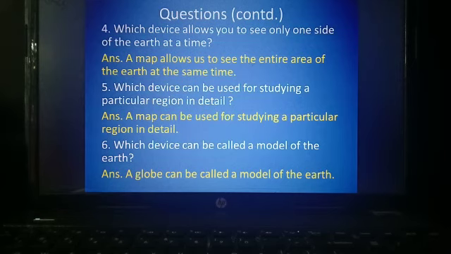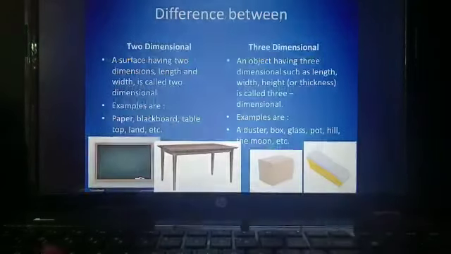Now this map which is shown, the second one, is your map of India. You have even a map of Maharashtra, you have a map of Gujarat, Australia. All these maps are available, right? So you also get maps of a particular area. So a map can be used to study a particular region in detail, because a map can be of only crops. It can be a map showing you all the modes of transport, right? Which device can be called a model of the earth? A globe can be called a model of the earth.